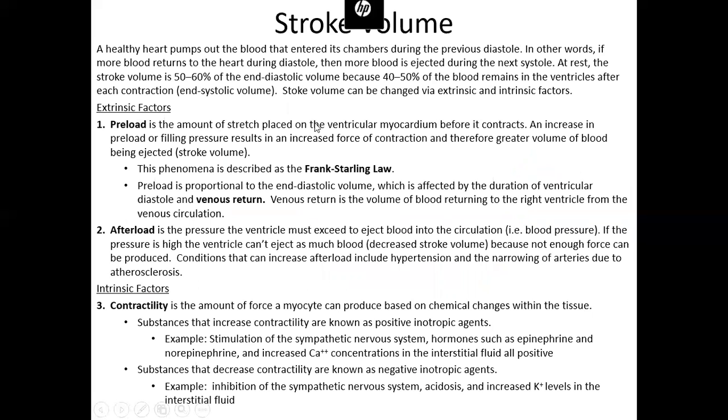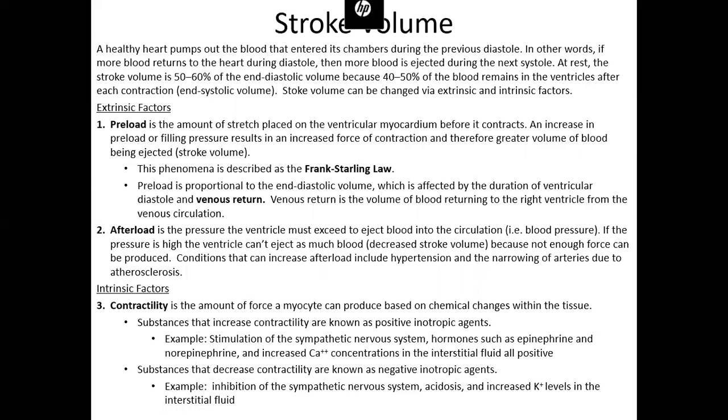Preload is the amount of stretch placed on the ventricular myocardium before it contracts. An increase in preload, or filling pressure, results in an increased force of contraction, which means there's a greater volume being ejected, or in other words, increased stroke volume. An easy way to write it down is: any increase in preload increases stroke volume.